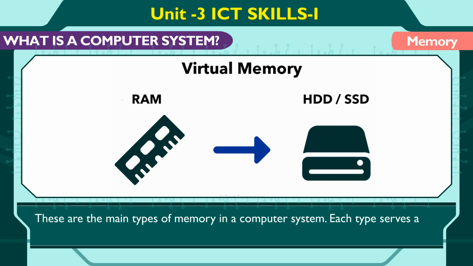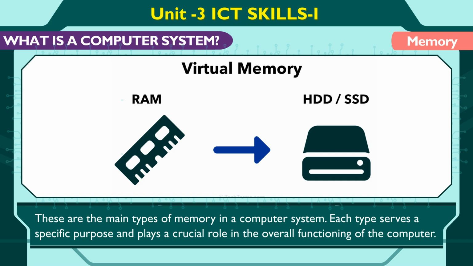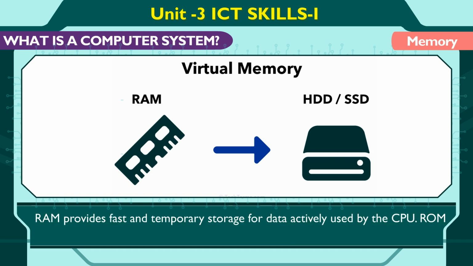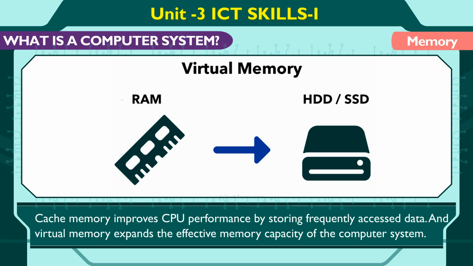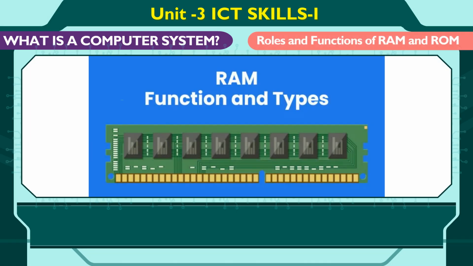These are the main types of memory in a computer system. Each type serves a specific purpose and plays a crucial role in the overall functioning of the computer. RAM provides fast and temporary storage for data actively used by the CPU. ROM stores permanent instructions and firmware. Cache memory improves CPU performance by storing frequently accessed data, and virtual memory expands the effective memory capacity of the computer.